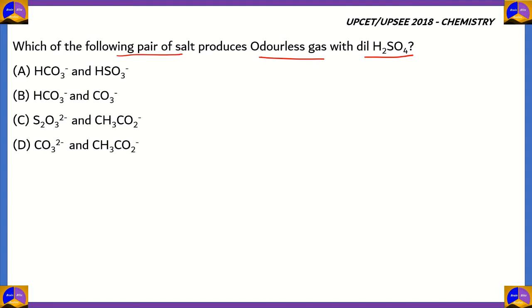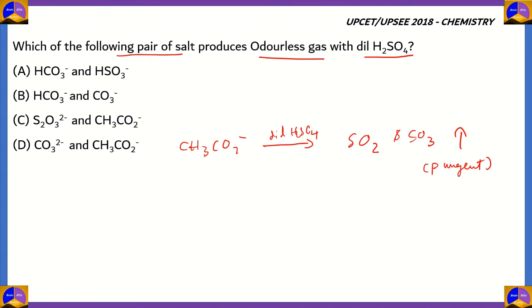In option D, we have CH3CO2 minus, which on reaction with dilute H2SO4 is known to release sulfur dioxide and sulfur trioxide. So therefore, these gases are particularly pungent in odor, while we're looking for odorless gases. So therefore, option D is incorrect. In option C, we have S2O3, which on reaction with dilute H2SO4 gives you sulfur dioxide. Sulfur dioxide is particularly pungent, so therefore option C is incorrect.